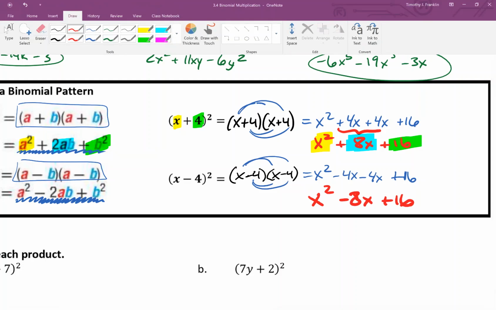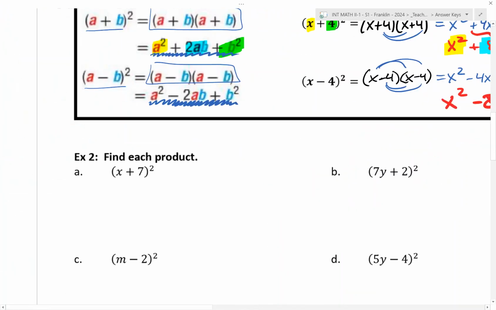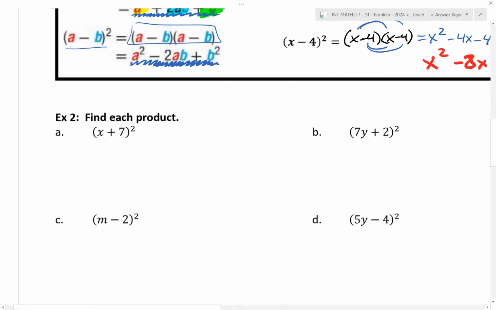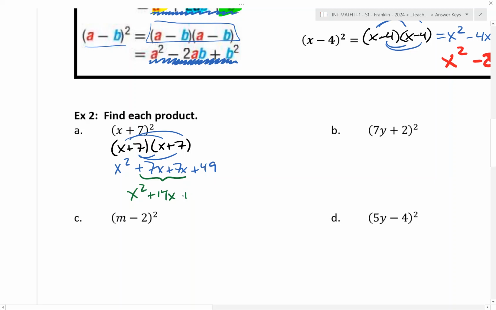So let's try some of these. And again, you don't need to worry about the pattern. As long as you can multiply it out, that will be fine. So x plus 7 squared, remember that's x plus 7 times itself. And we would get x squared plus 7x plus 7x plus 49. And then combining like terms, x squared plus 14x plus 49.